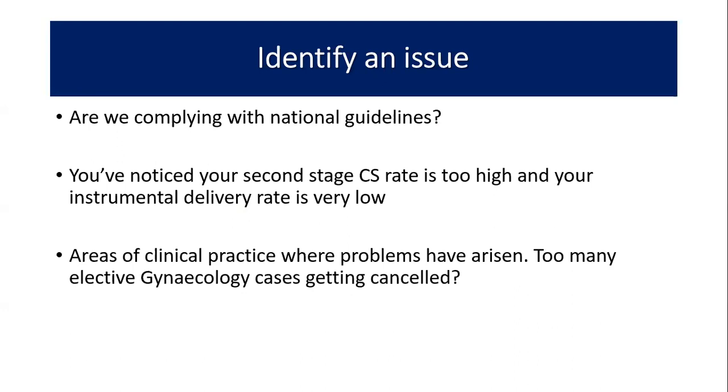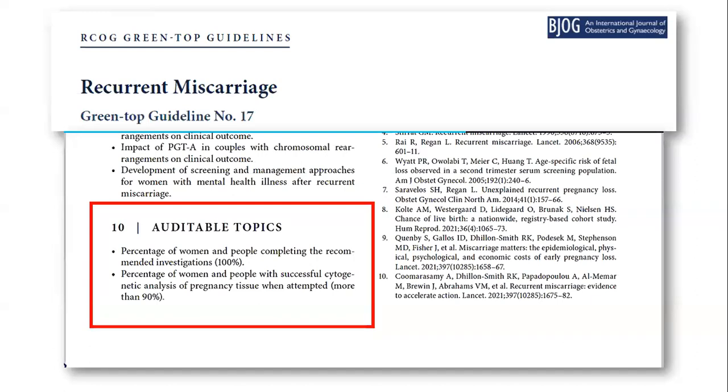You also look at areas of clinical practice where problems have arisen. Maybe you're having too many elective gynecology cases getting cancelled. So you audit it and try and find out why this is happening. And you may have standard criteria within your practice that you audit yearly or monthly or half yearly to see if your service is improving or remaining the same. There are also other places where you can get auditable topics. So most guidelines, especially the Royal College guidelines, will have auditable topics or auditable standards. They're things that you should audit in your practice to make sure your practice is keeping up to standard.